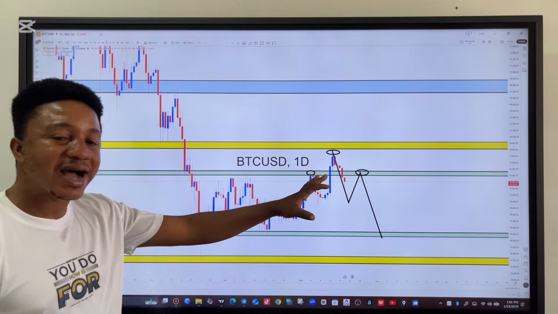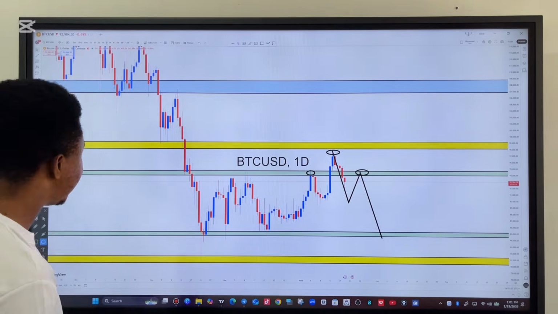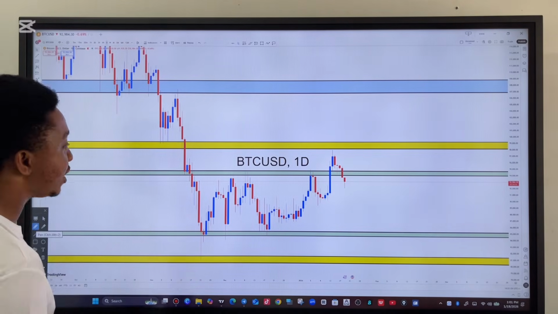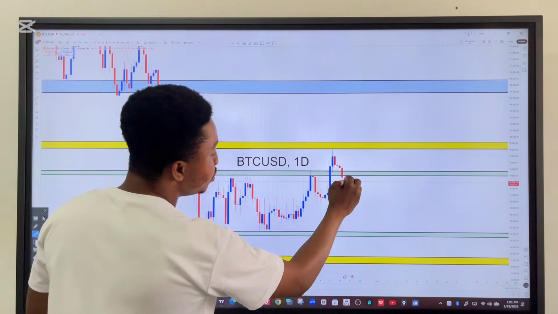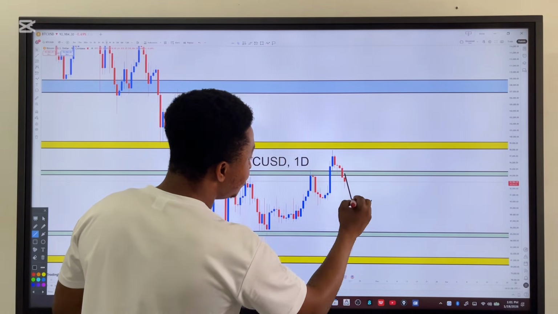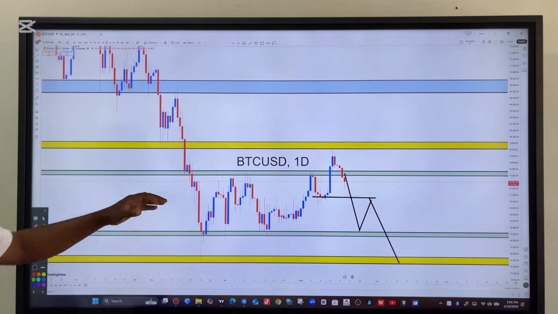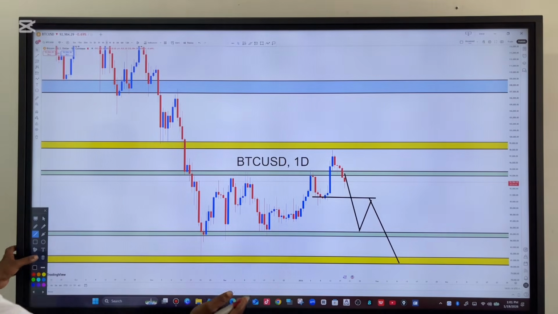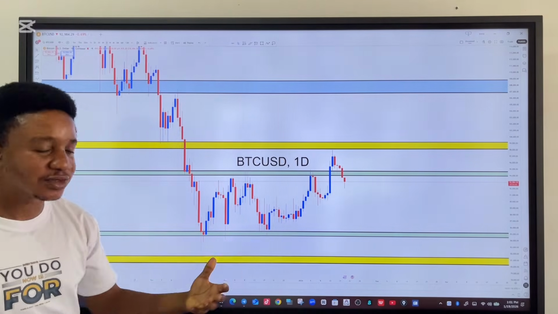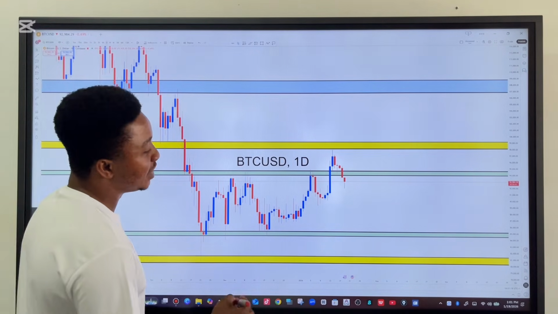This is one way that the market can move to the downside. Another way that price can also move to the downside is in this manner. We will see a break below, a retest here, and a further continuation move all the way down. So these are the two scenarios that can happen on the daily. But let's look for sales as we are expecting the move to the downside.